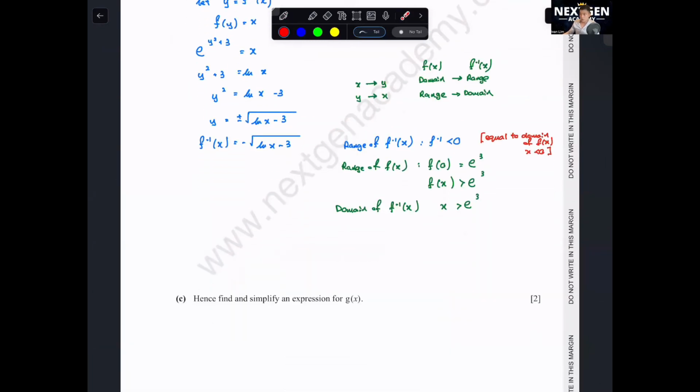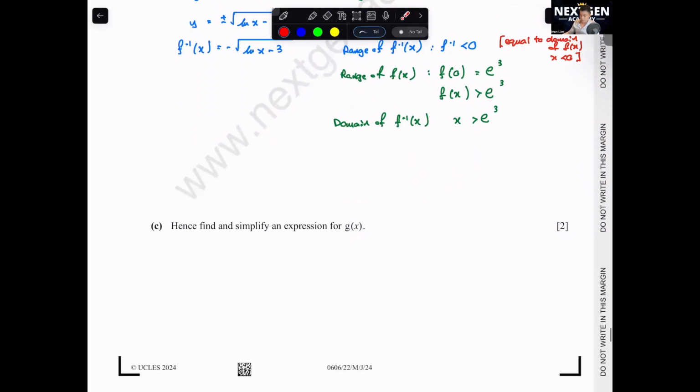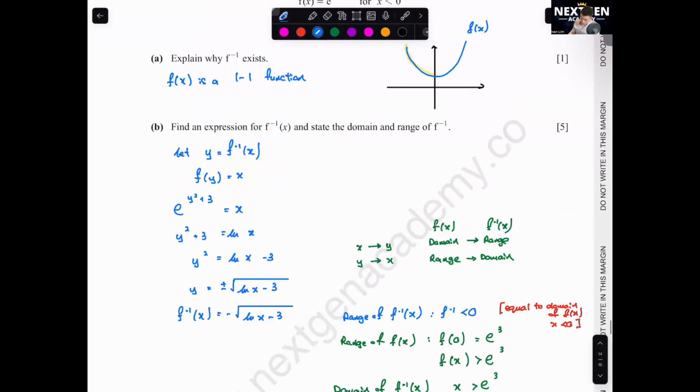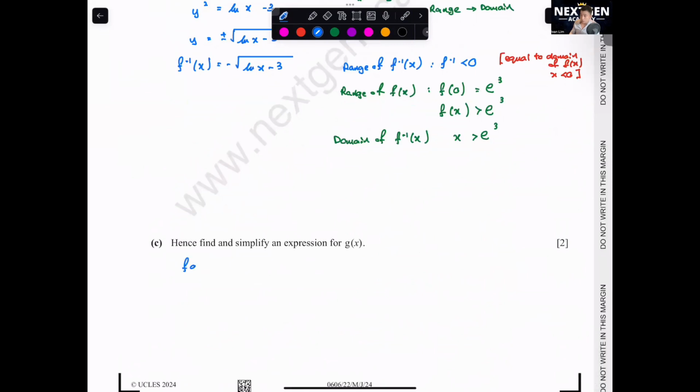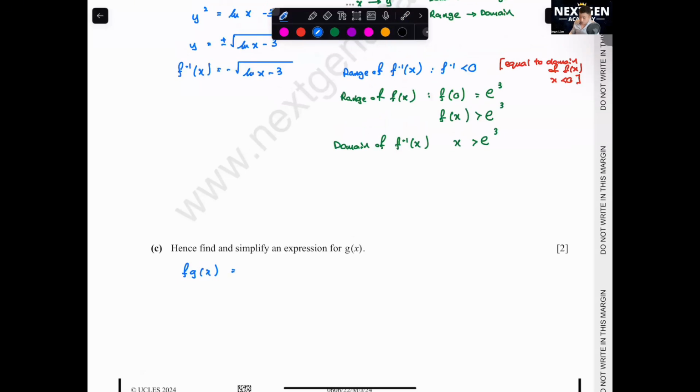Okay, we have to finish up quick. We have only a few more minutes. Question C: hence find and simplify an expression for g(x). Anyone manage to do this? I think just now some of you said you don't know how to do it. It's a 2-mark question. So fg(x), back to the question, they give you fg(x) is e to the power of 2x. So fg(x) is equal to e to the power of 2x.